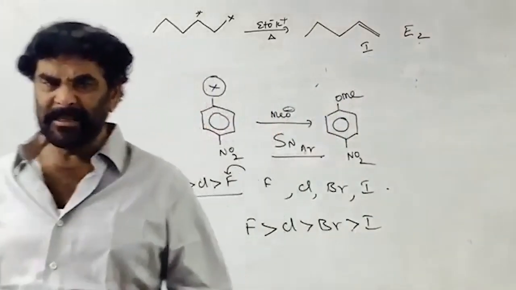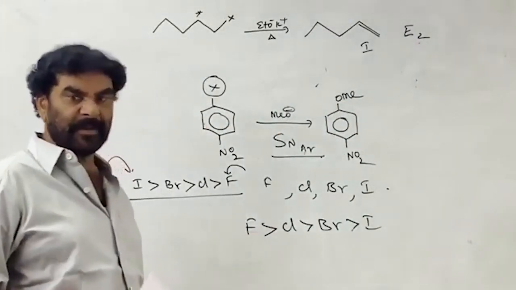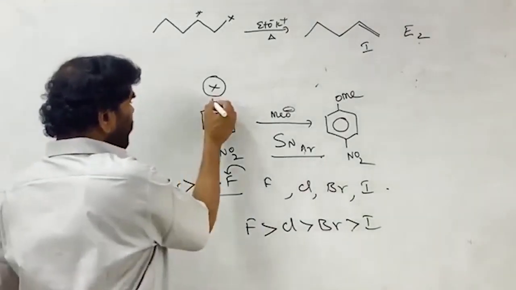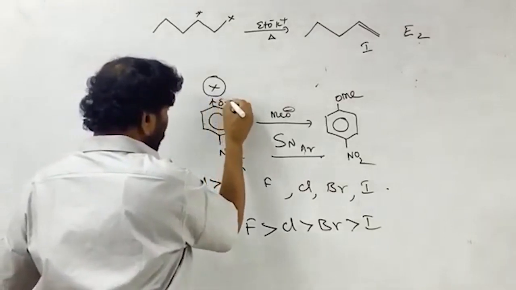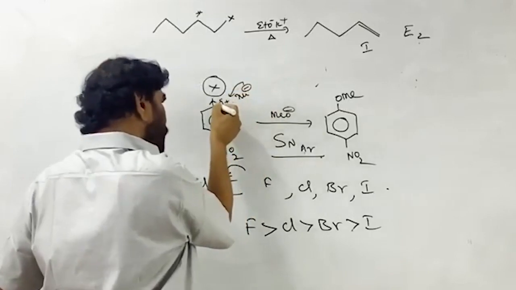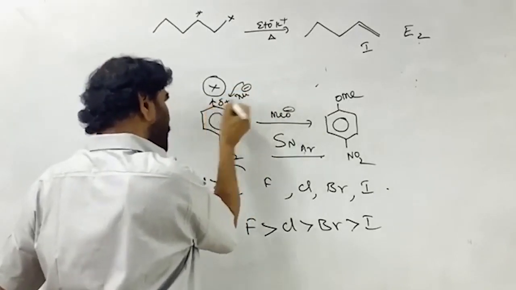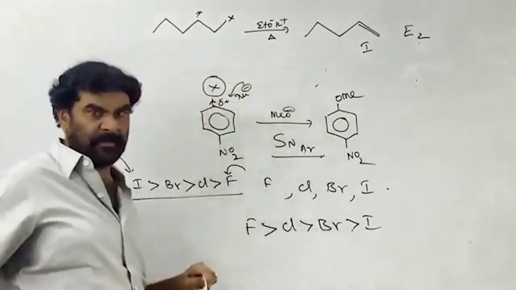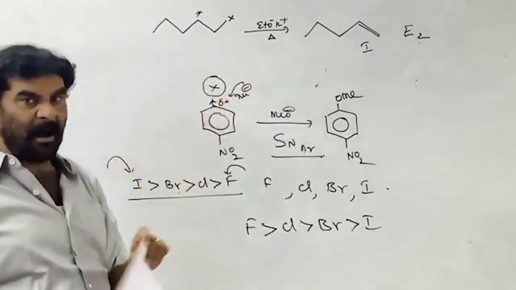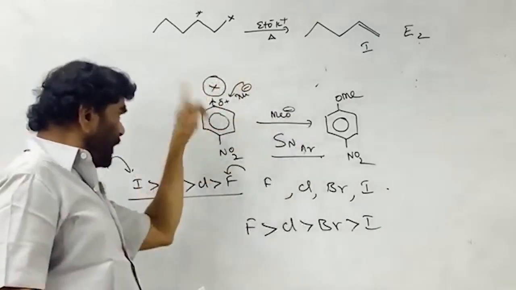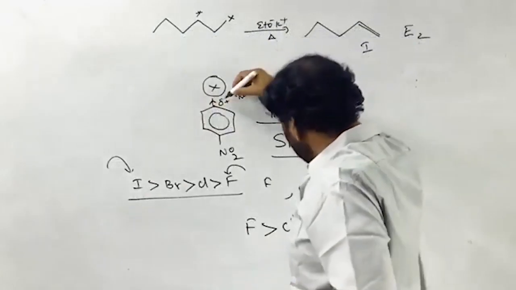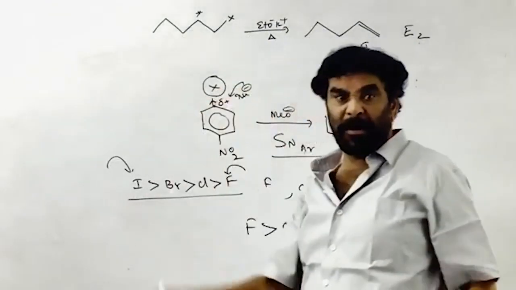On what basis do we explain this? Electronegativity decides the reactivity. As the electronegativity increases, a positive charge is created at this center and the nucleophile approaches it. The more positive charge at the C-X carbon, the more readily the nucleophile approaches. This bond breaking is not the RDS of the reaction; nucleophilic attack is the RDS of the reaction, and nucleophilic attack depends on the amount of positive charge.